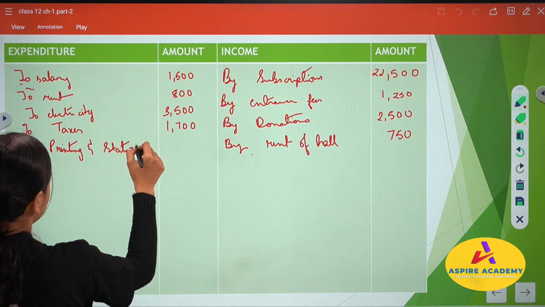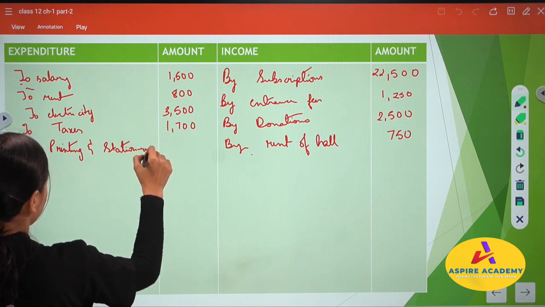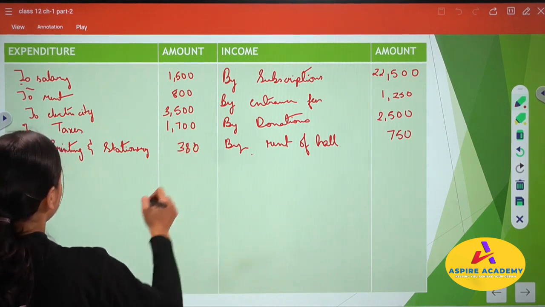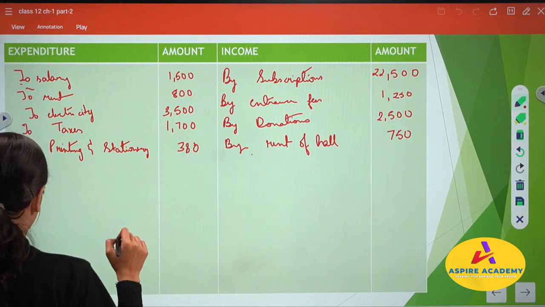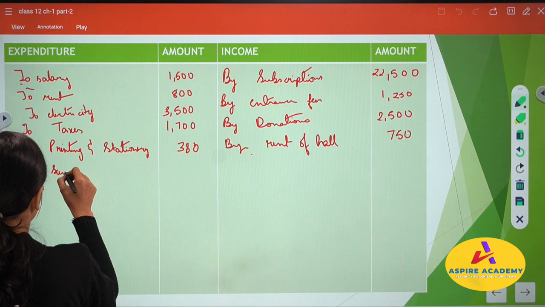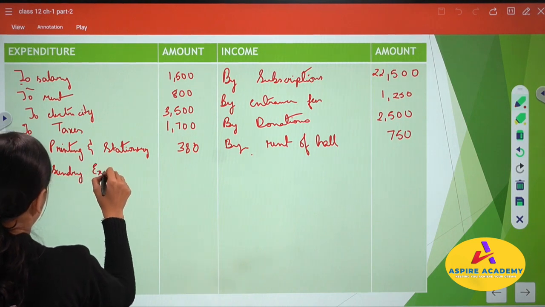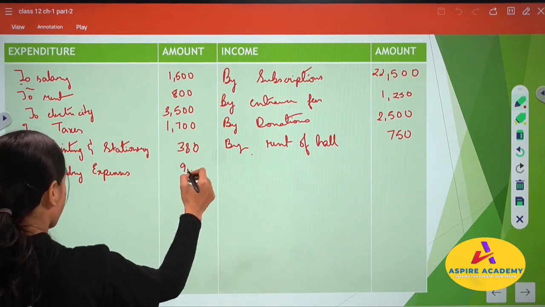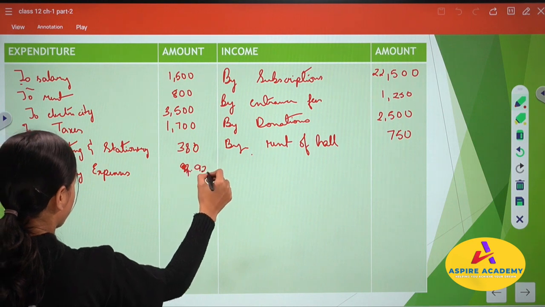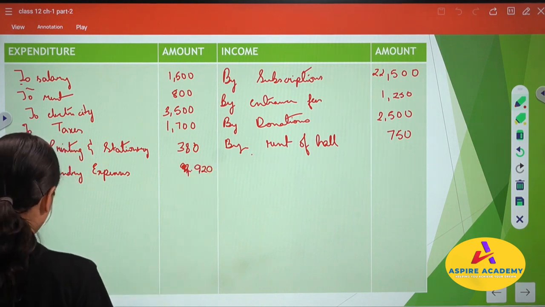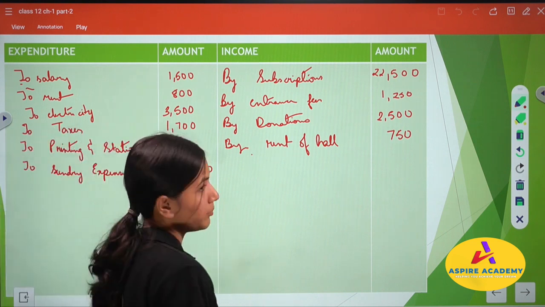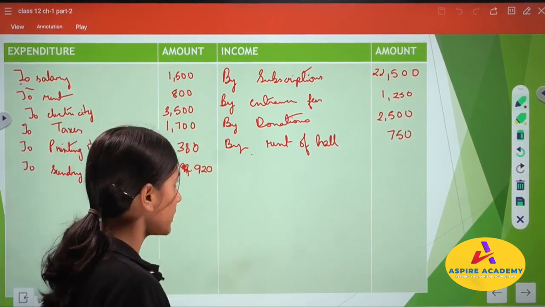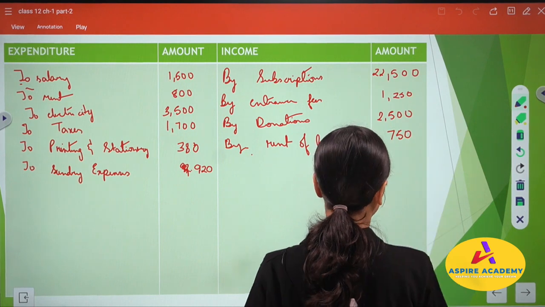To printing and stationery, 380. Then to sundry expenses, 920. Now the remaining was of capital nature, so these things will not be shown on the income and expenditure account. Now let's total it.